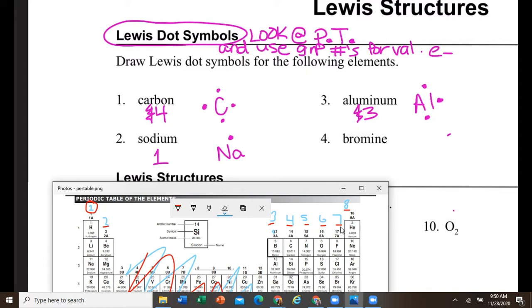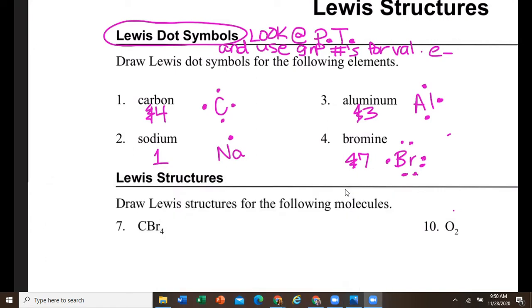Bromine is over here in group 17. So being right there, it's going to have 7. So we're going to have Br in the center and go 1, 2, 3, 4, 5, 6, 7. And that's it for the Lewis dot diagram. So this is what we've already done. Okay, so let me minimize this real quick.